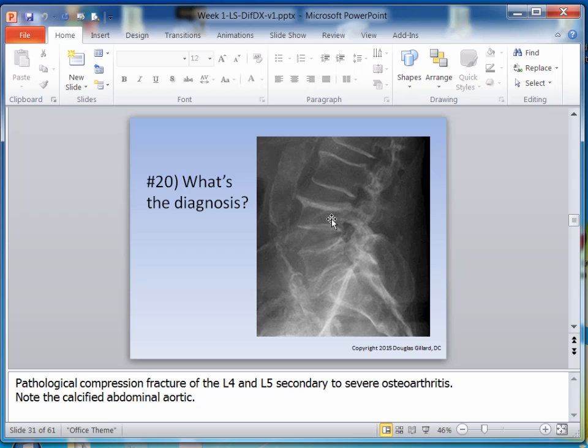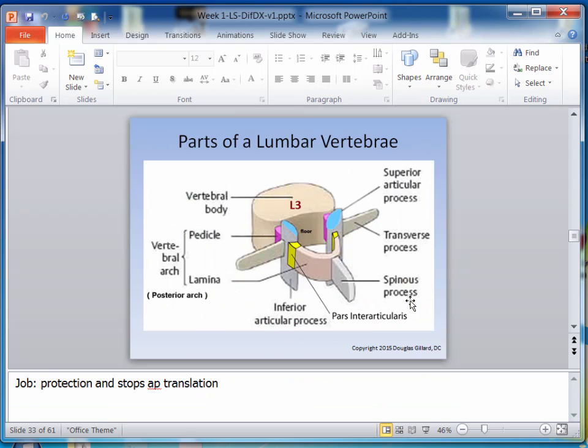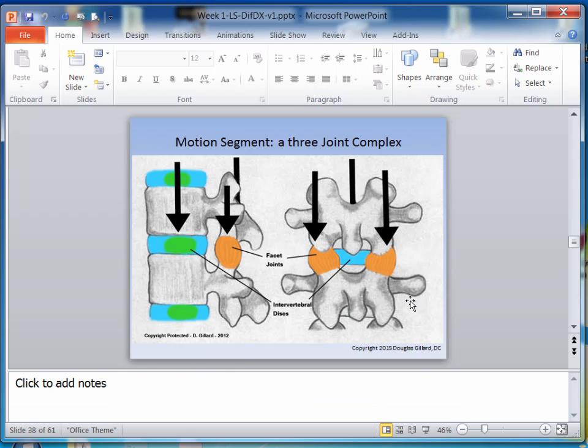So compression fracture. Yeah, there's a calcification of the abdominal aorta. That's not the major diagnosis. If there was a big aneurysm, then that would be the major diagnosis. But osteoporosis, if that's on there, let's get it right.